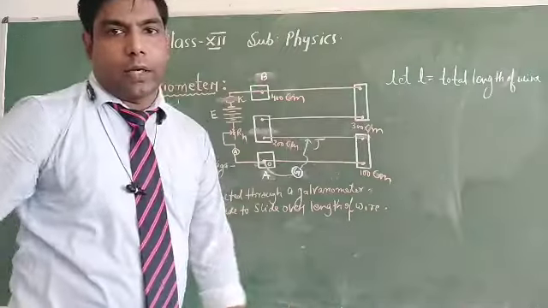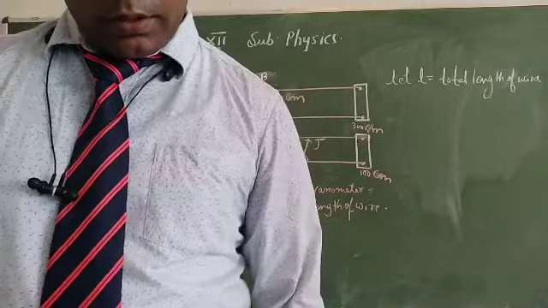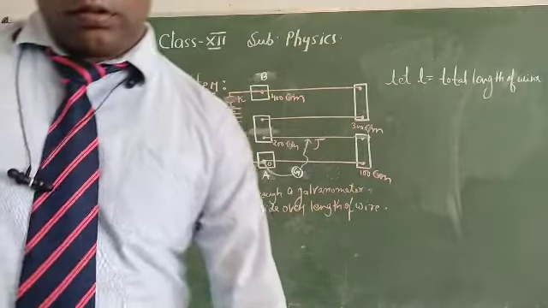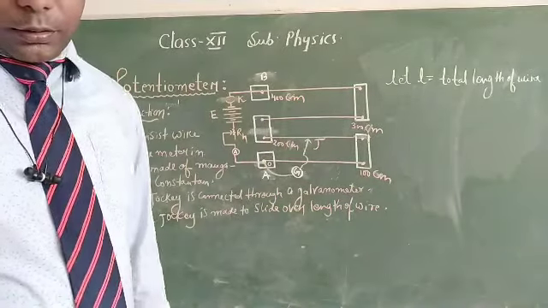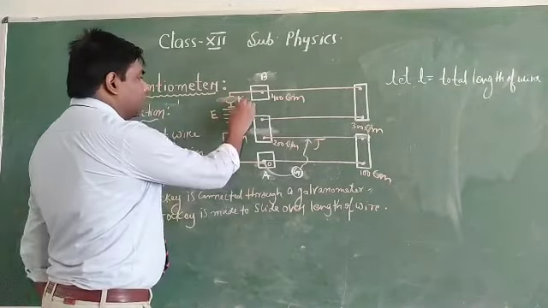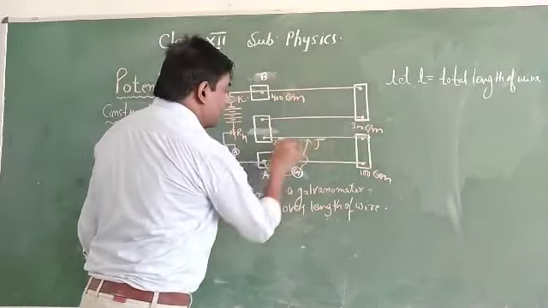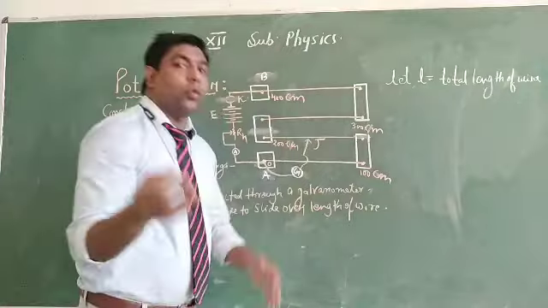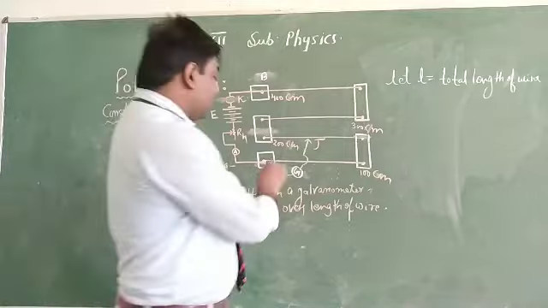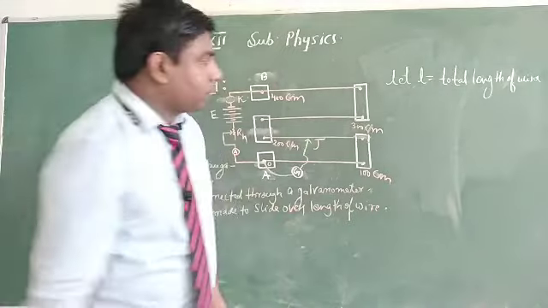Let L be the total length of the wire. Here we have taken 400 centimeters, which is given by L. Now we have given a voltage equal to E. When we close the key K, current will flow through this wire, which has its own resistance, 10 ohm, 20 ohm. Then across this wire there will be a potential drop. Let us consider.